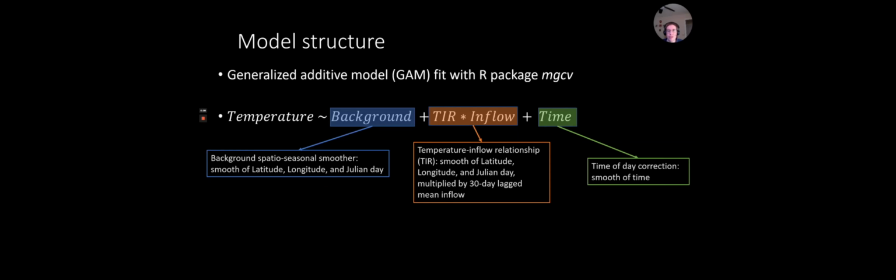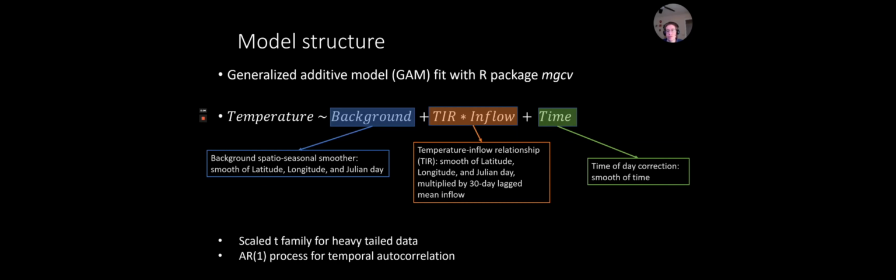Lastly, we had a time of day correction, which was just a smooth of the time. We used a scaled t model family for heavy-tailed data, which these were, and an AR1 process for the temporal autocorrelation. The focus of the study was on the temperature inflow relationship surrounded by the yellow box here. We extracted this model term, which you can think of as a slope smoothed over geography and season. We then plotted it to evaluate the temperature inflow relationship.